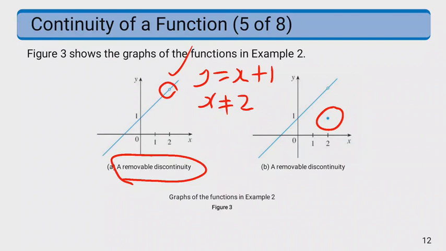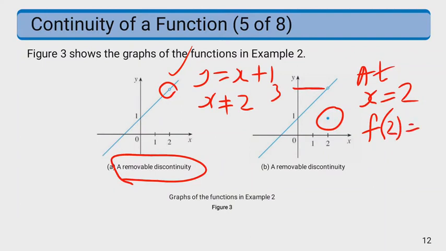But suppose we redefine our function such that at x equals 2, we redefine our piecewise function such that f of 2 is nothing but 3. Then, in this case, our function will be continuous. So now that it is possible to redefine our function such that we can remove a discontinuity, we will say this function has a removable discontinuity. And also this one has a removable discontinuity, because if we can redefine our function, we can get a continuous function.